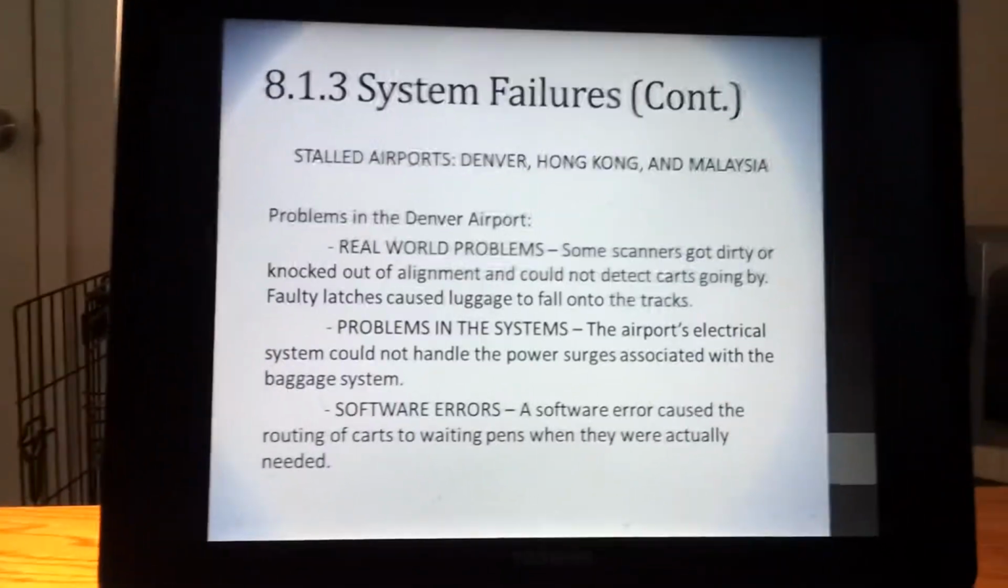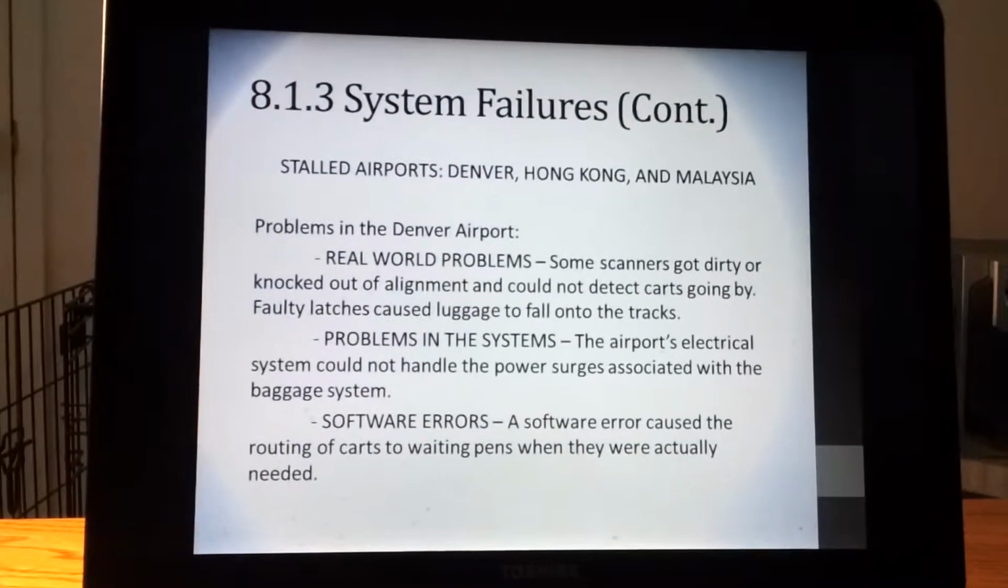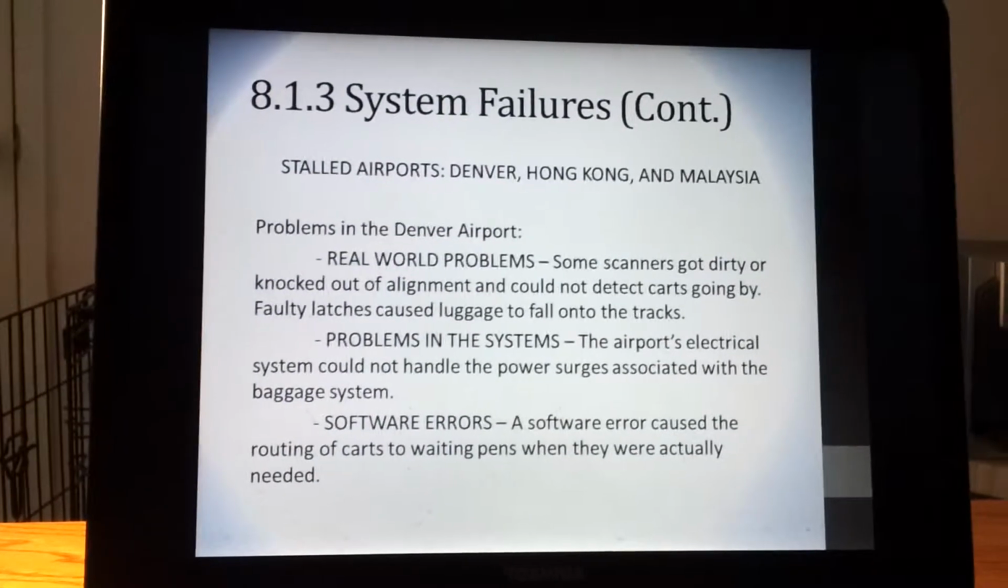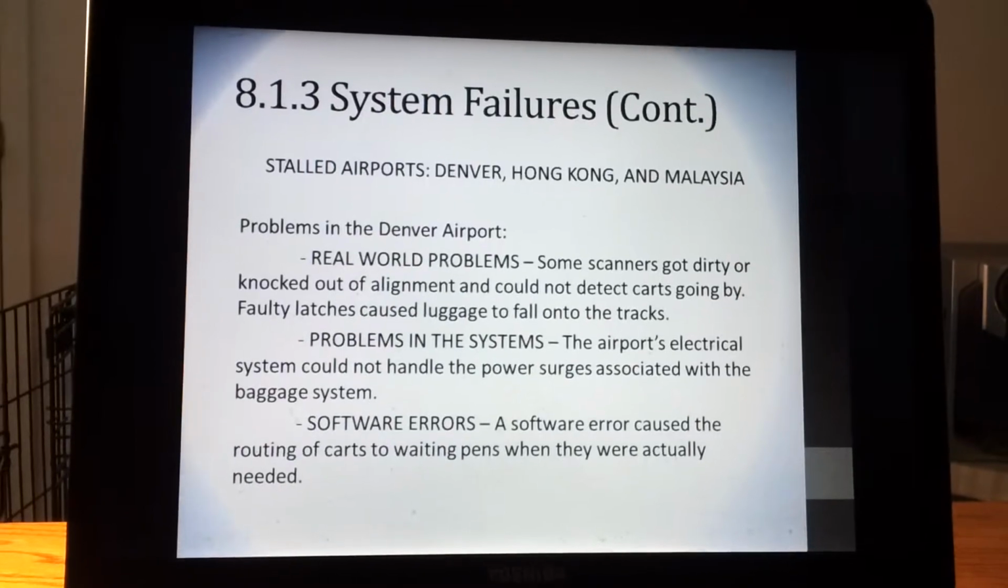This can happen in airports, like airports in Denver, Hong Kong, and Malaysia. Here's some problems at the Denver airport. You can have real-world problems. Some scanners got dirty or knocked out of alignment and could not detect carts going by. Faulty latches caused luggage to fall onto the tracks.